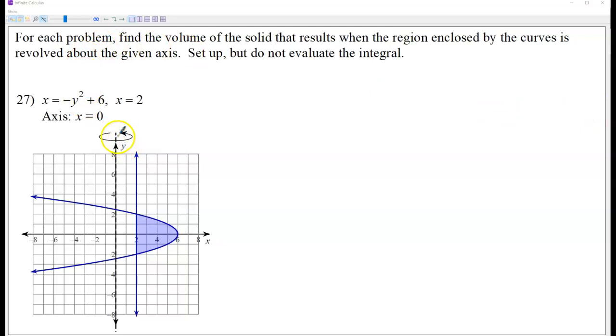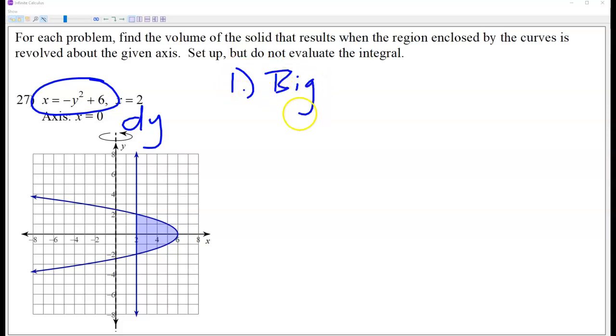All right, so notice I've got a vertical axis of rotation, so we are doing a dy, which is cool because my equation's already set up like that. So I don't have to get any variables by itself. So let's go ahead and do step one, which is the big radius.